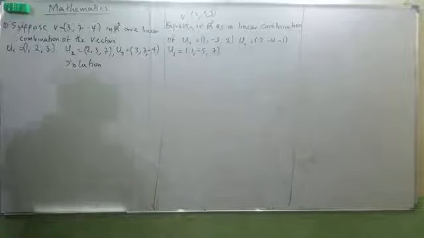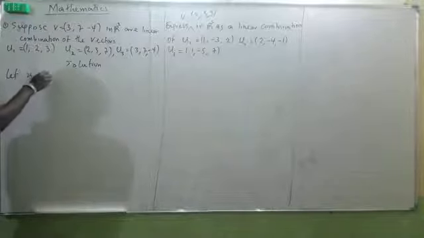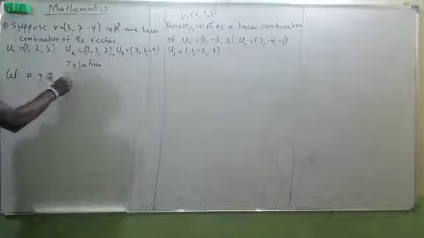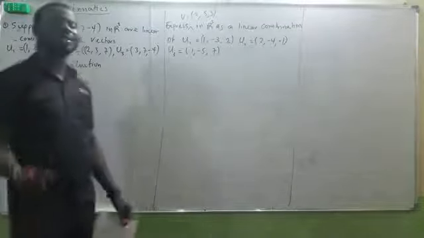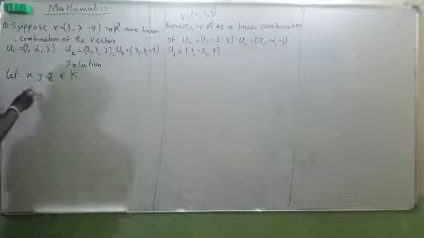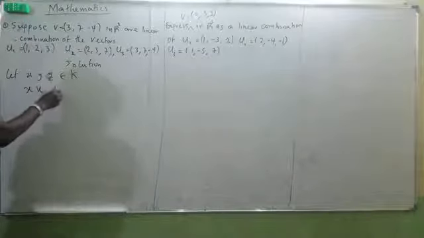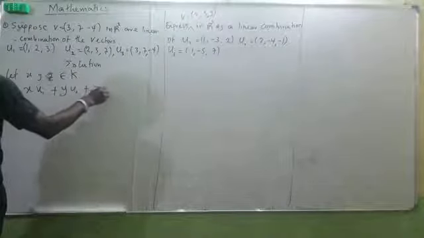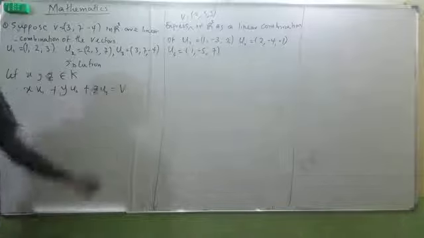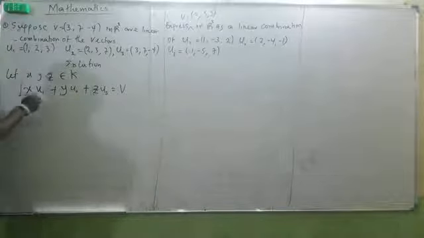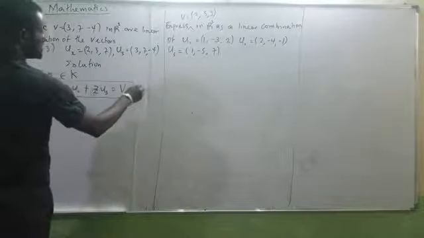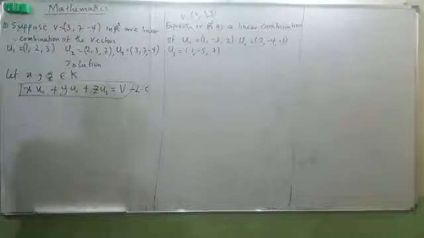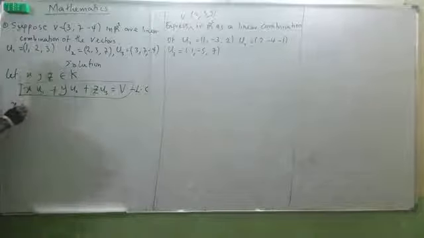How do I get my linear combination? Just note that x, y, z belong to K. This K, we also call it coordinates. Please, this is also known as coordinates. It means I will be having x u1 plus y u2 plus z u3 equals V. This is called linear combination. Please take note of that. Now, how will I make it real? X, what is my u1?